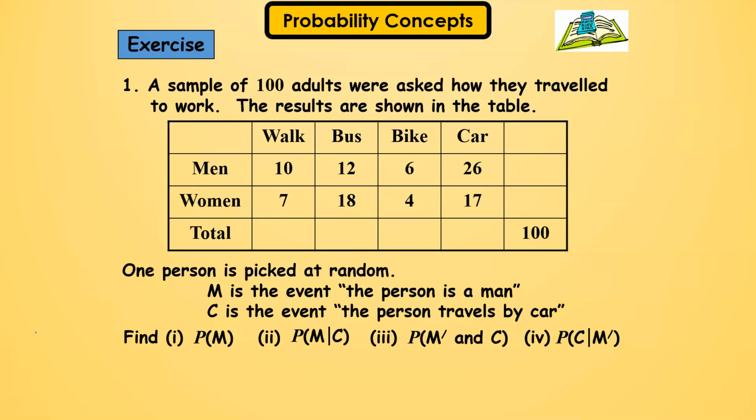So we've got people being asked how they travel to work, then split into male and female. So work out the probability that if you chose someone at random, they were male; the probability that, given they take a car to work, they're male; and the probability that they're not male and they have a car. And lastly, given they're not male, in other words female, what's the probability they have a car? So pause the video and then we'll review the answer.